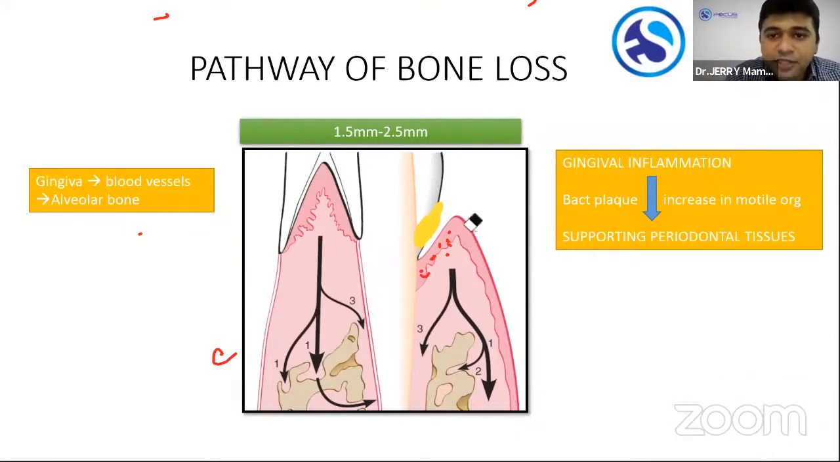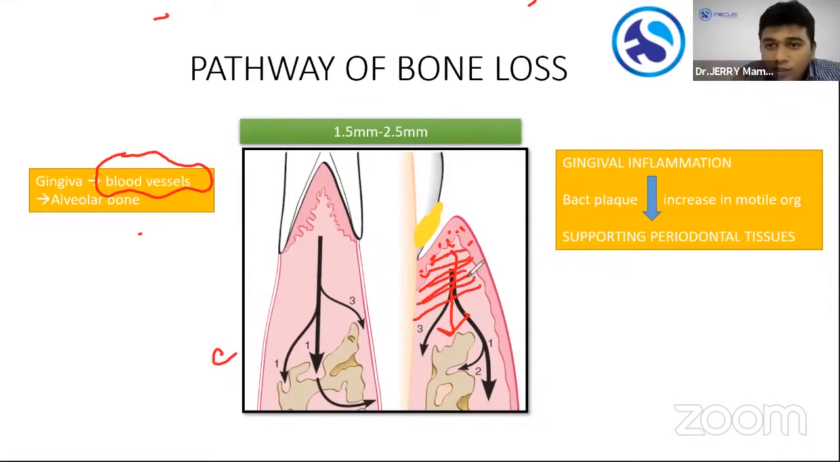So we understood there is inflammation here. Let me go back to the slide. We have inflammation here, and then this inflammation spreads to the supporting tissues. How does it spread? It spreads via blood vessels in the connective tissue of the gingiva. This connective tissue contains a lot of collagen fibers, and along these collagen fibers and the connective tissue, blood vessels run to your alveolar bone and to your PDL.